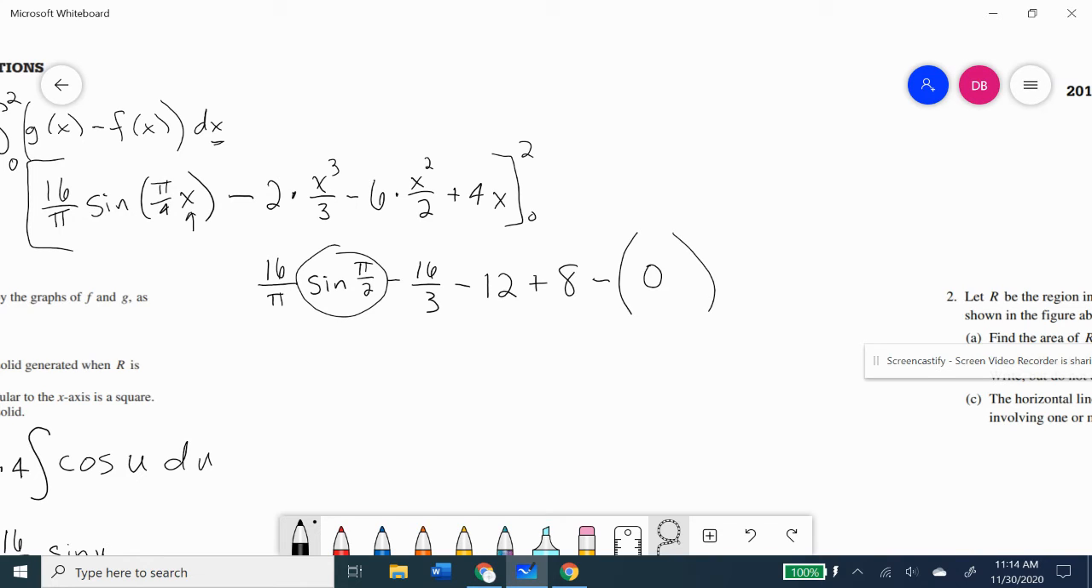That means you don't have to actually write anything down with the minus 0. But I do need to find the sine of pi over 2. I can either think unit circle, and here's the angle pi over 2, and sine is a y-coordinate, so it is 1. Or I can remember the graph of sine and realize that when I'm at pi over 2, my sine value is 1. So 16 over pi times 1.